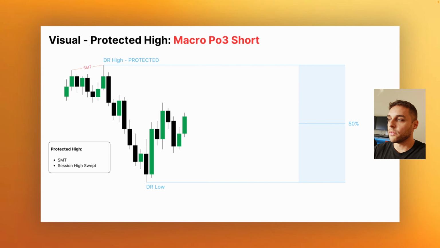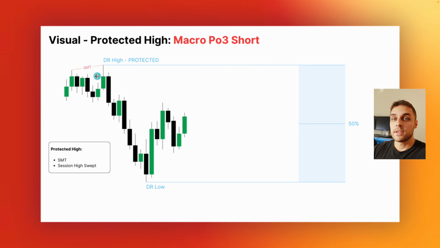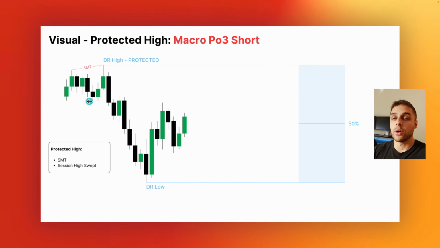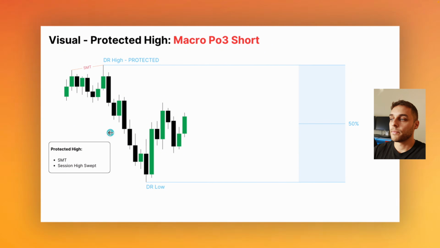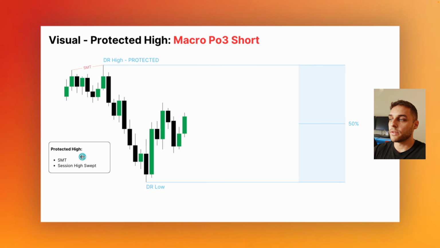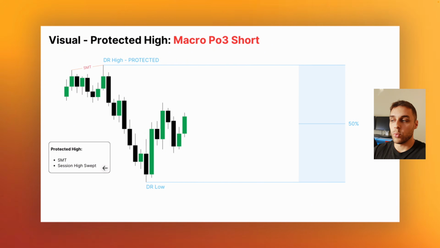So continuing forward, a protected high, and this is the main part to identify a protected high. We need to look at the left side of the chart relative to this dealing range high, in this case, to understand what else occurred there. To identify a protected high, we're looking for one of two things to occur. In SMT, I'll use NASDAQ, so the SMT correlated would be ES, that's what I use. So I want to look for an SMT with ES and/or a session high sweep.